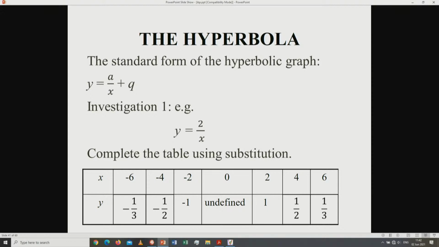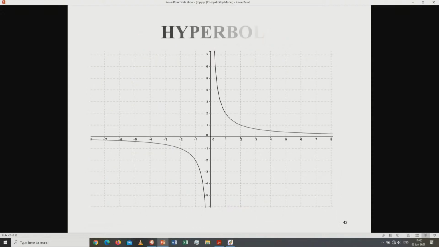There we are. But that 0 there, you cannot divide by 0. It's undefined, and we've got 2, 4, as well as 6. Those are selected values on the left-hand side of 0 as well as the right-hand side of 0. Then your graph will look like this one.